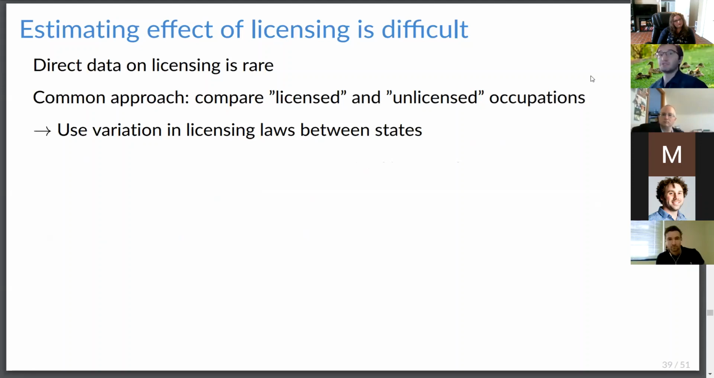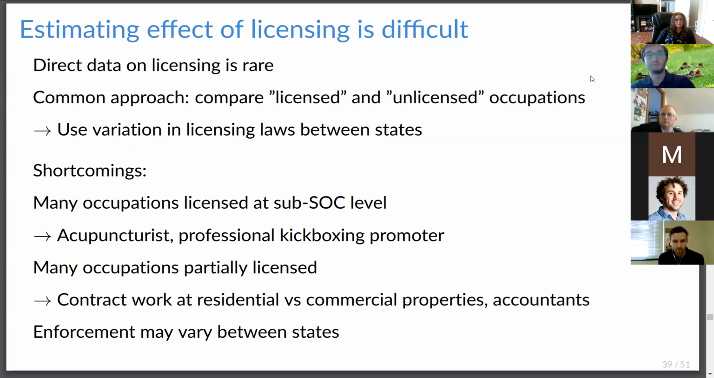So then I turn to the second stage, which I think is a much more difficult question. What I'm trying to do now is look at the effects of obtaining licenses or having access to licenses on economic outcomes for undocumented immigrants. The standard approach you see a lot is using changes in licensing laws or comparing licensed and unlicensed occupations. But as has been discussed by many of the papers that use this data, many occupations are licensed at levels below the standard occupational codes, right? So things like acupuncturists or professional kickboxing promoters are licensed in California, but they do not have their own occupational codes.